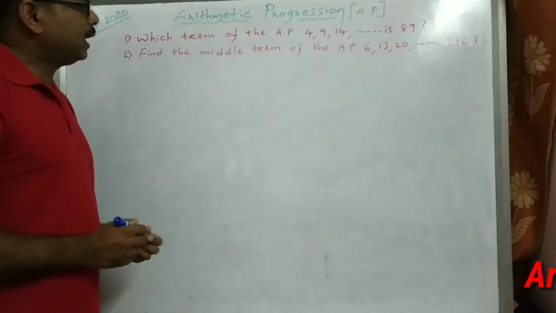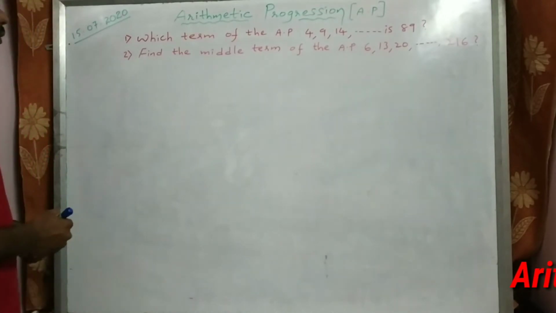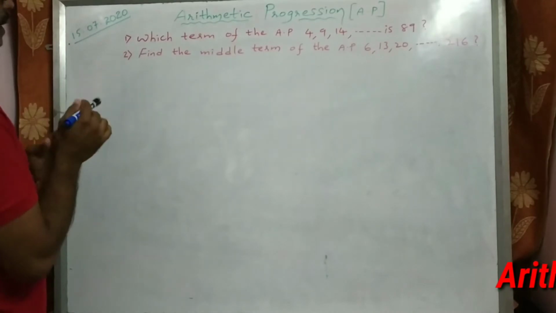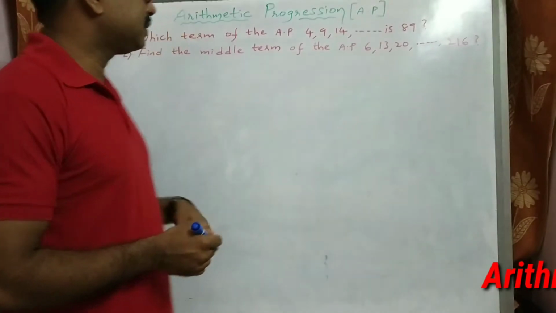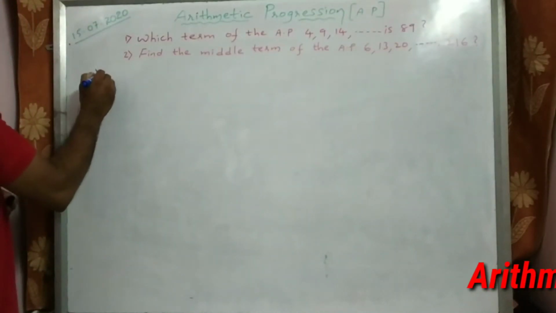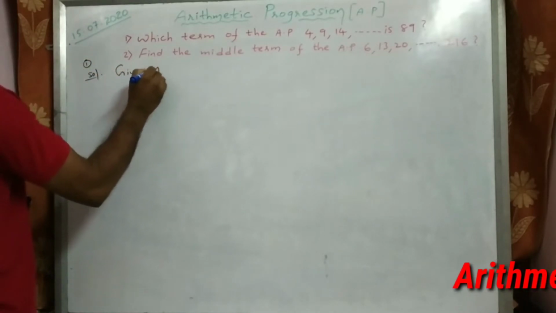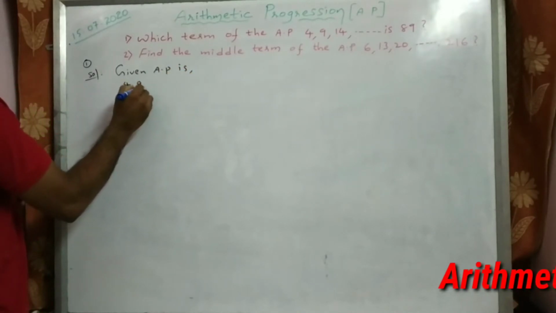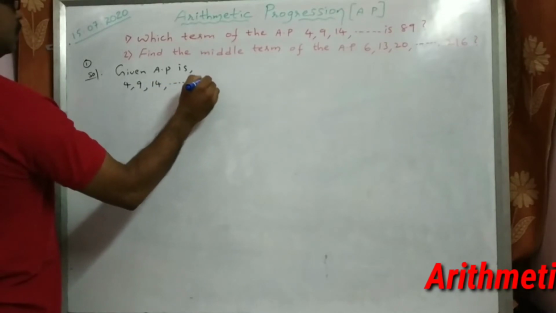Today in arithmetic progression let us see some more problems. First question: which term of the AP 4, 9, 14, and so on is 89? Look at the problem. First one, solution: given AP is 4, 9, 14, and so on, 89.